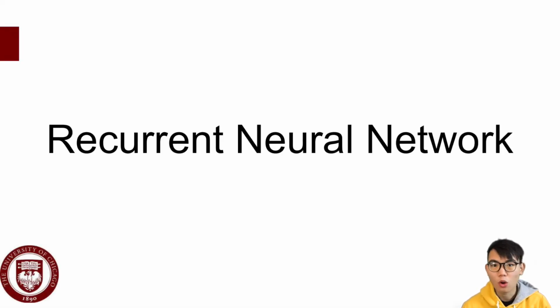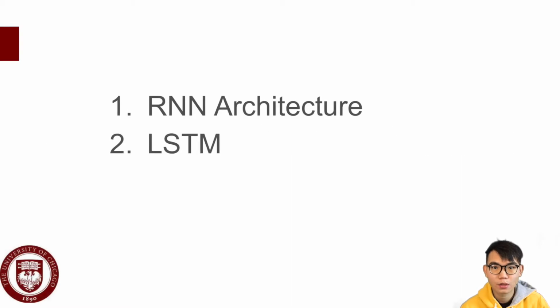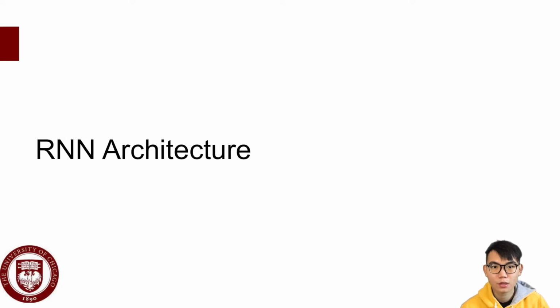So far, we've discussed deep learning algorithms that only work on inputs with a fixed size. But what if we want to learn a model on inputs that vary in size, like sequences? We'll talk about how recurrent neural networks can help us achieve this goal. Then we'll talk about the LSTM, a special version of the RNN. So let's get on with the RNN architecture.